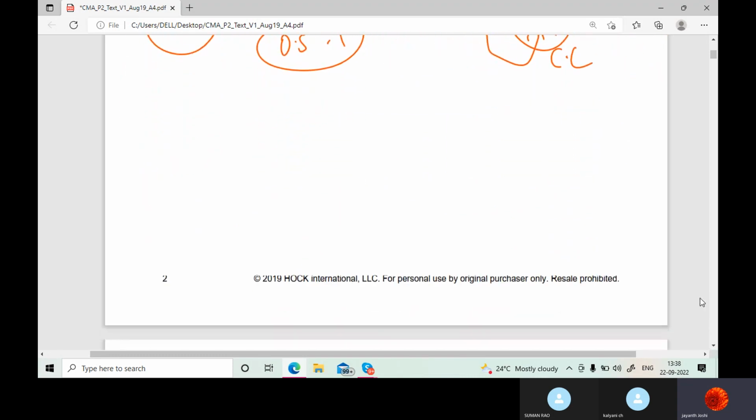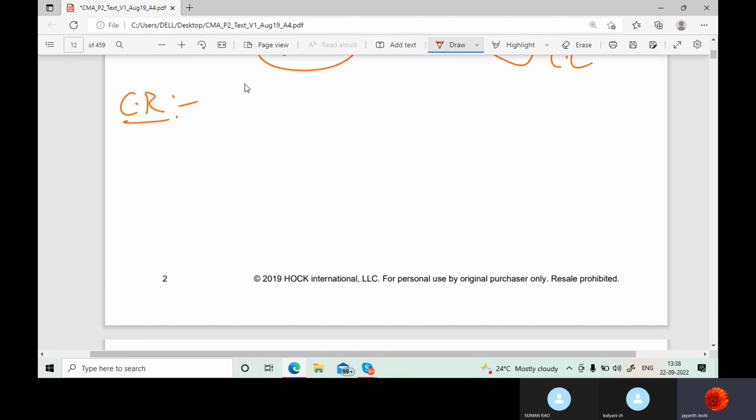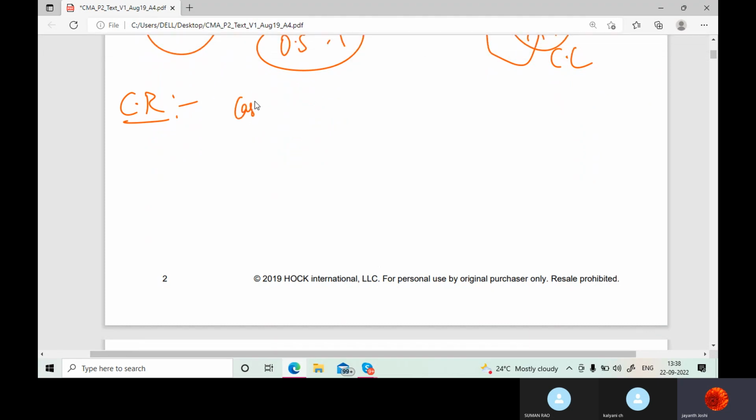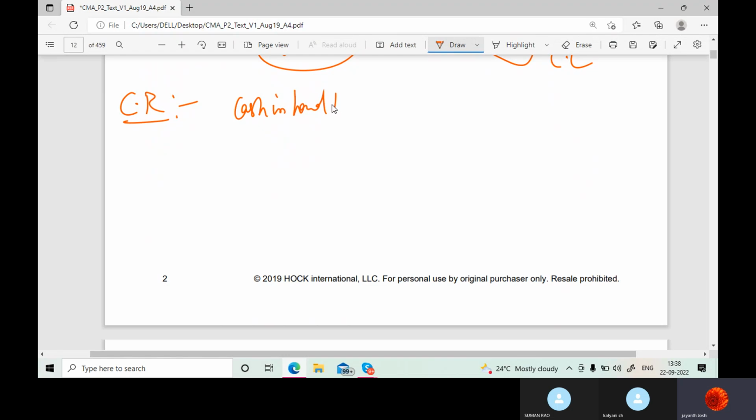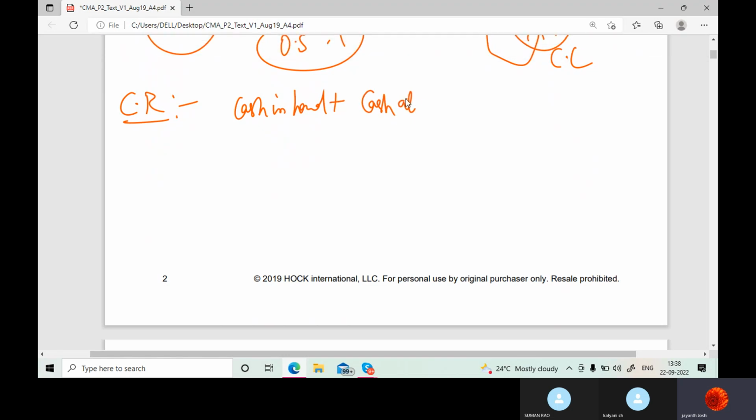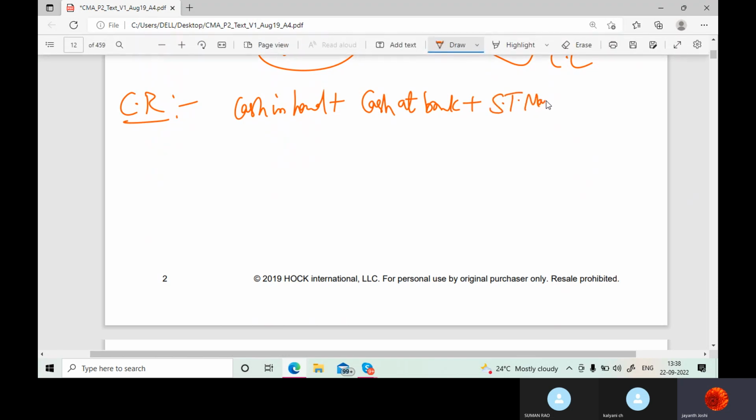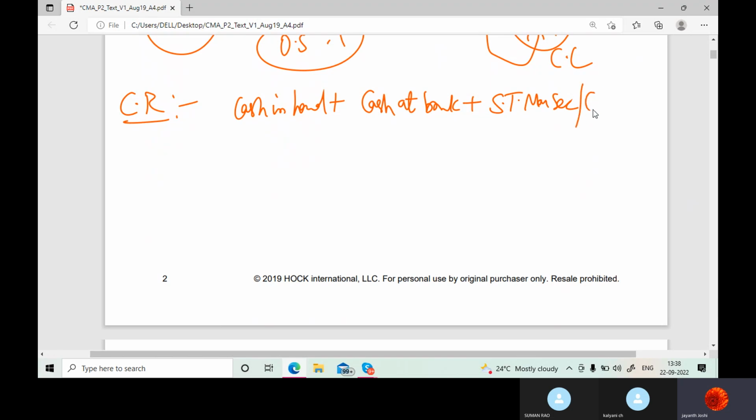Now coming to the third and final ratio, the cash ratio. The formula for cash ratio is cash in hand plus cash at bank plus short-term marketable securities, or cash equivalents we can say, which is not cash but is something which can be immediately converted into cash. I'm not saying even 3 to 6 months. Sell your stocks or securities today, and in 2 days you will get your account credited with the cash.